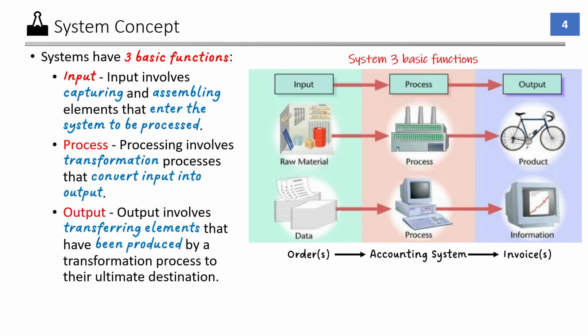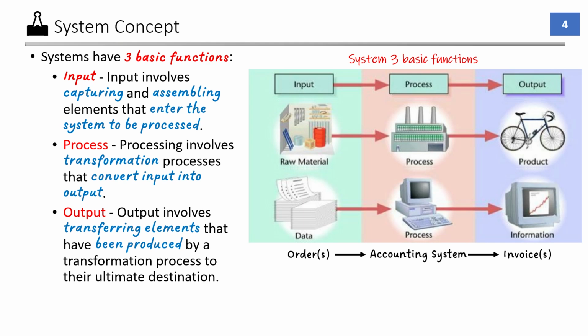Every system performs three basic functions: input, process, and output. Input refers to collecting and capturing elements that enter the system. These elements can be physical items, data, or information that the system needs to work with. Process is what the system does with the input. During this stage, the input is transformed, such as raw materials becoming products or data being processed into meaningful information. Output is the final result produced by the system. It involves delivering the processed elements to their final destination, such as finished goods, reports, or information for decision making.